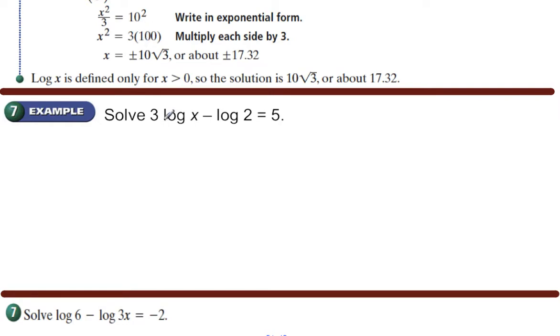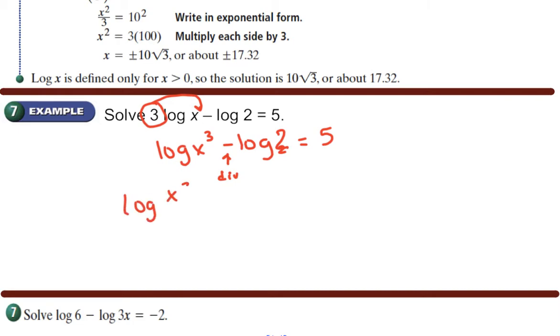equals 5. All right, well, I know that this 3 is going to go here. So we have log x cubed minus log 2 equals 5. This means I'm dividing. So then we have log x cubed over 2 equals 5. All right, at this point you might be asking yourself, okay, now what do I do? What is our base here? That's right, it's 10. So we have 10 to the 5th power equal to whatever this is, x cubed over 2.